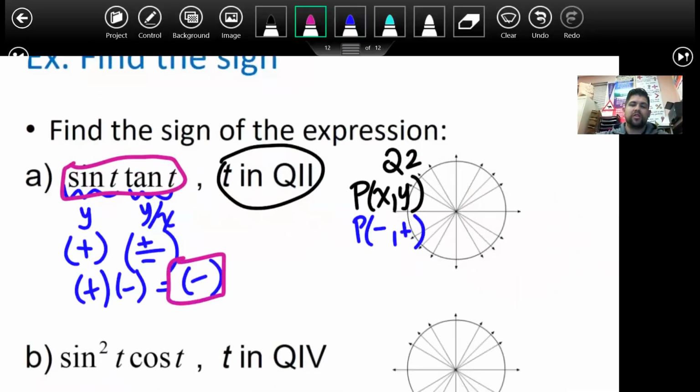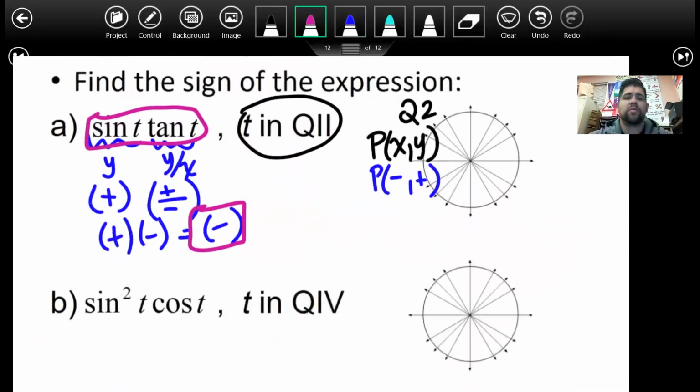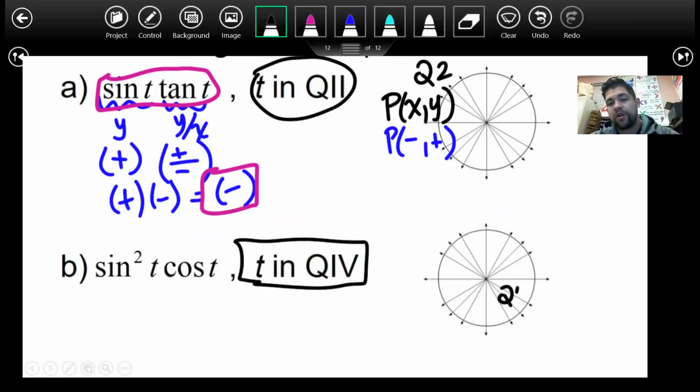So we want to be able to associate these function values that are representative here. Okay, the next part that we're going to do is the bottom one. It's asking us that t lives in quadrant 4. Quadrant 4 is at the bottom down here. This is Q4. It doesn't matter where this exists, we're just looking for what sign it will be. Will sine squared t cosine t be positive or negative? And we can associate that given the property.